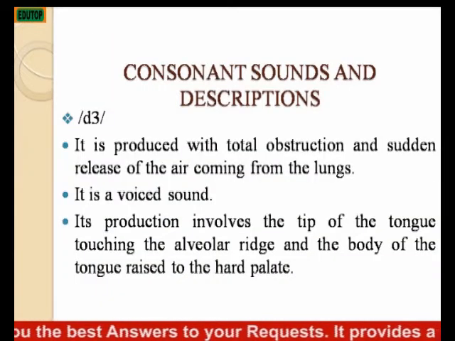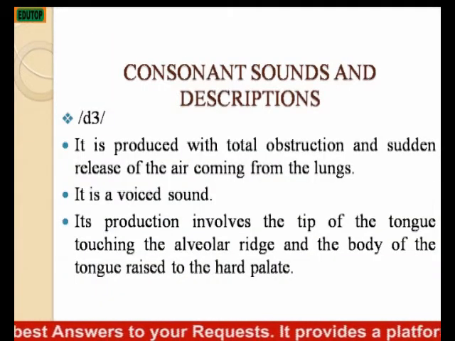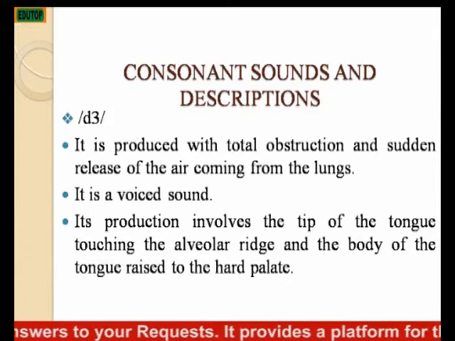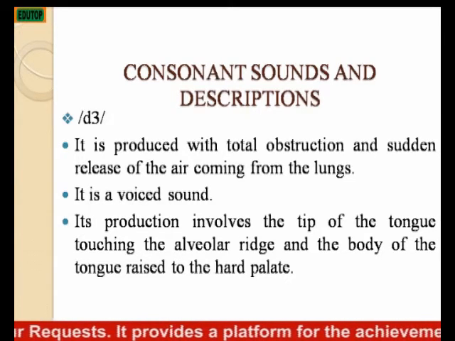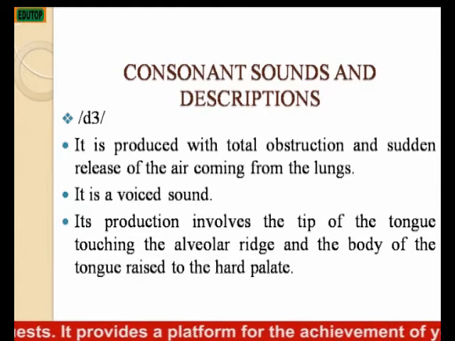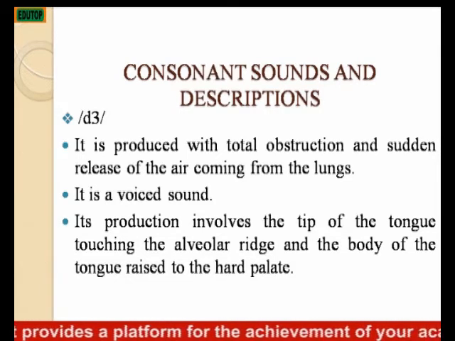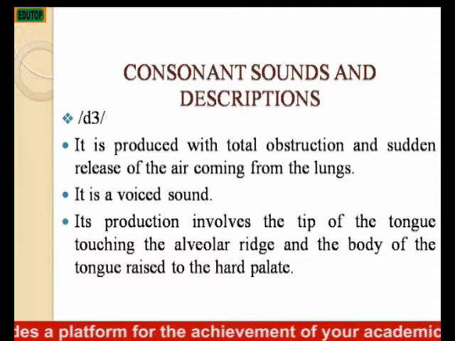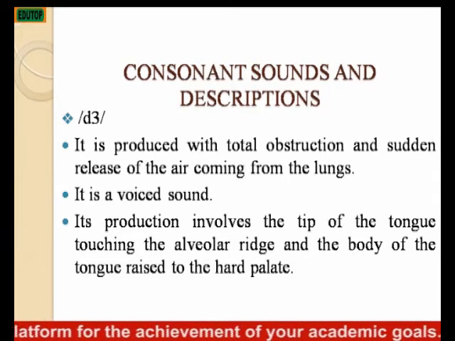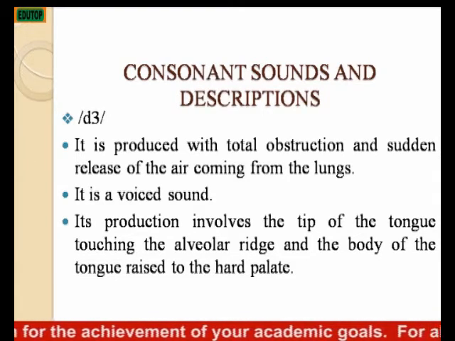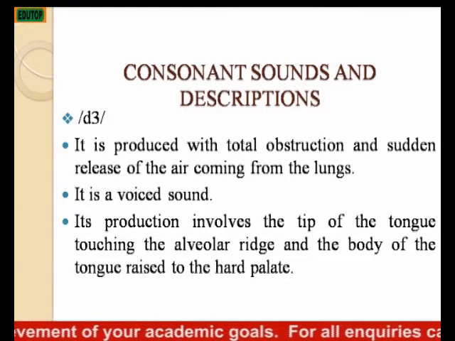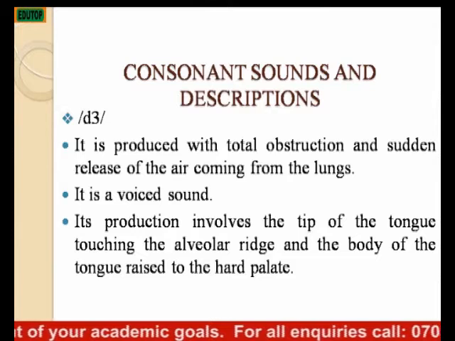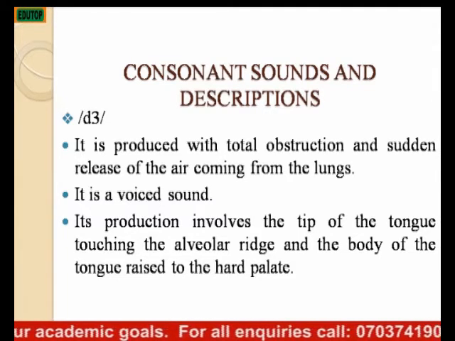Another sound is j. It is produced with total obstruction of air that is coming from the vocal cord. It is a voiced sound, and when it is produced, the tip of the tongue is raised to the alveolar ridge and the body of the tongue is raised to the hard palate. Therefore, it is a voiced palato-alveolar affricate sound. Its spellings include G, DG, J, and D.